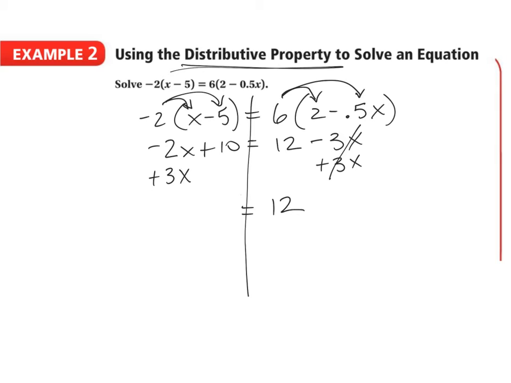And negative 2 plus 3 gives me 1x, and we write 1x as x plus 10. And now I just need to subtract 10 from both sides.